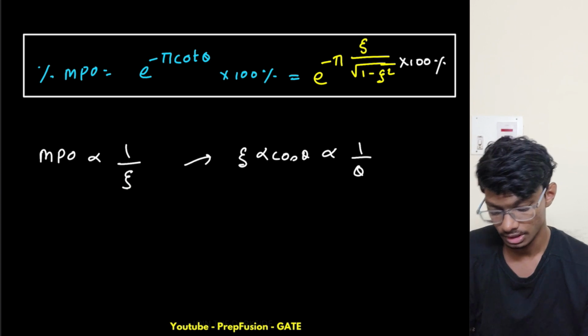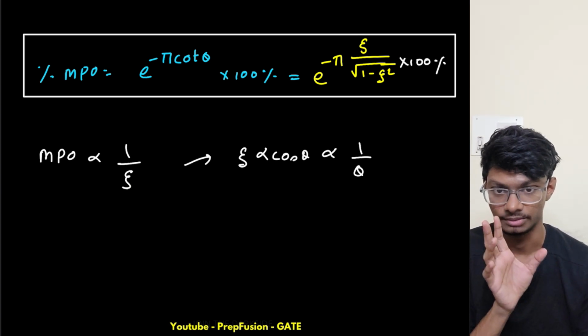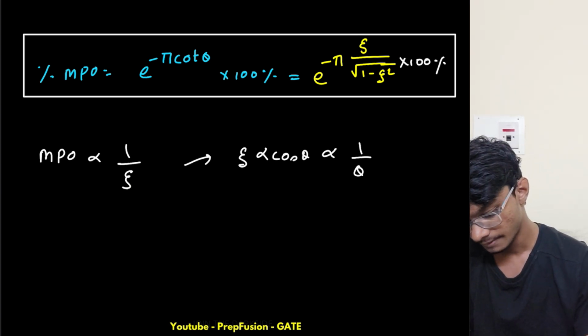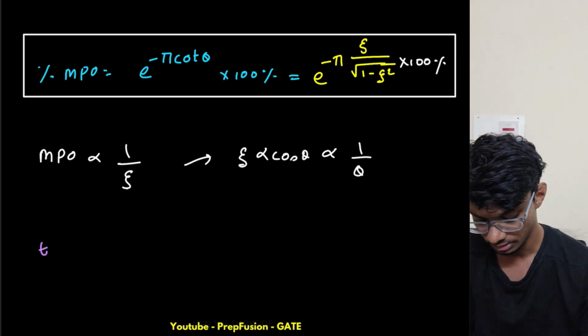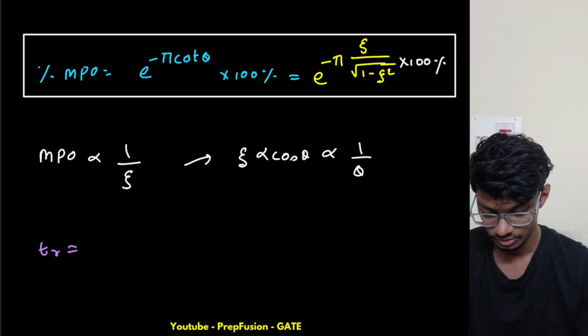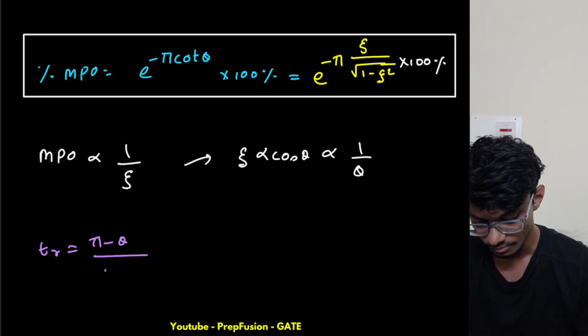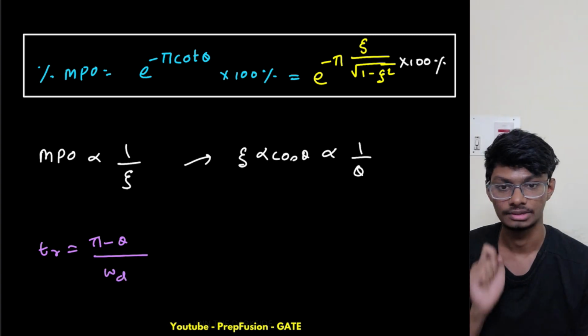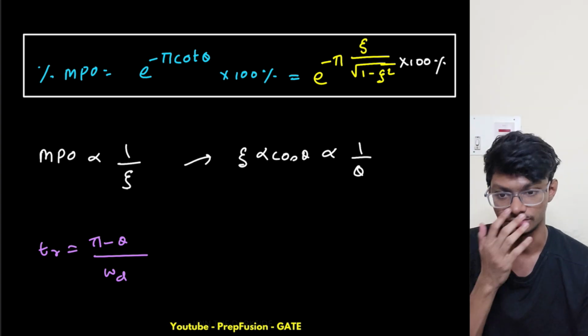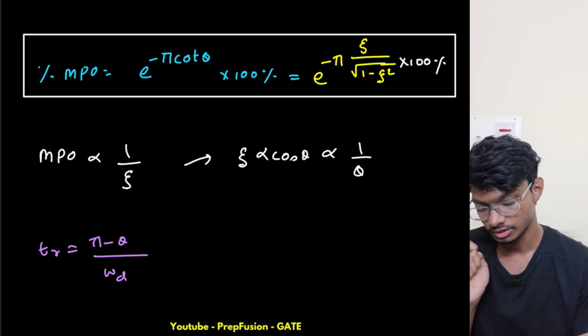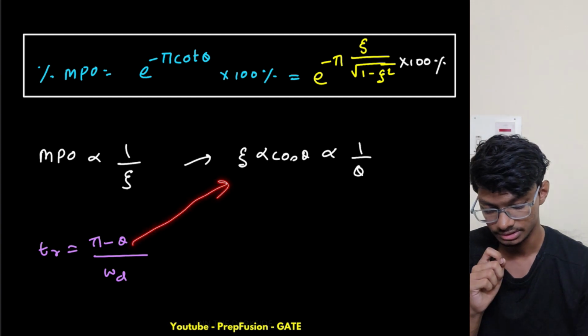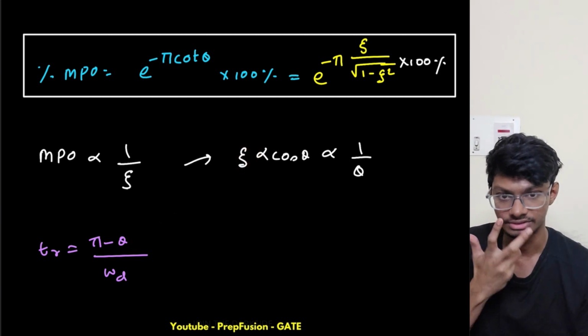Okay, that is enough. Now let me write another performance parameter that we have just studied, that is the T rise, TR. So what is TR equal to? TR equals pi minus theta by omega d. So this is what my TR is equal to. Now I've already found the relation between zeta and theta. So zeta and theta are inversely proportional to each other.